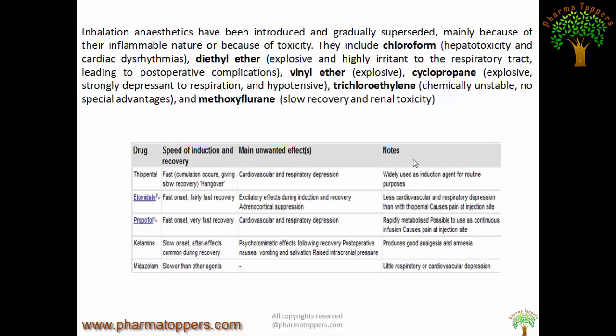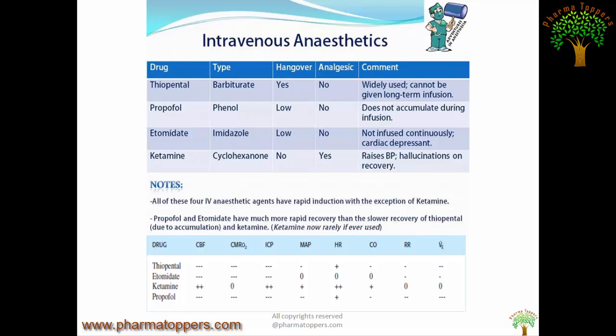A few important notes are to be remembered, like propofol causes pain at the injection site, and ketamine produces good analgesia and amnesia. So again, this chart represents the type of drug or chemical, like barbiturate, phenol, imidazole and cyclohexanone, their hangover comparison and the analgesic effect. Thiopental is generally widely used as an induction agent.